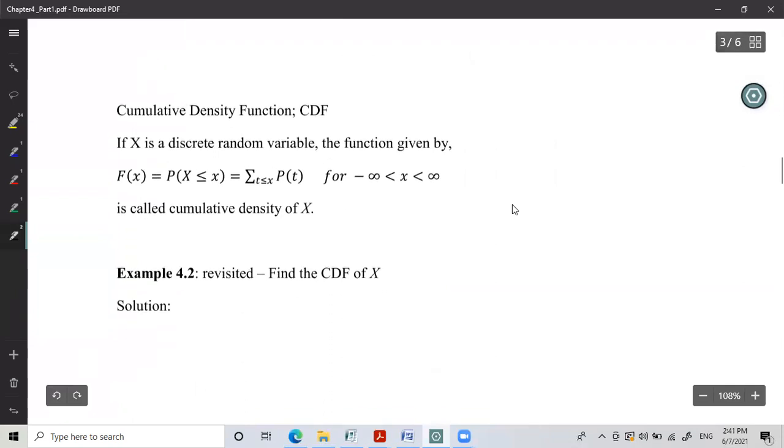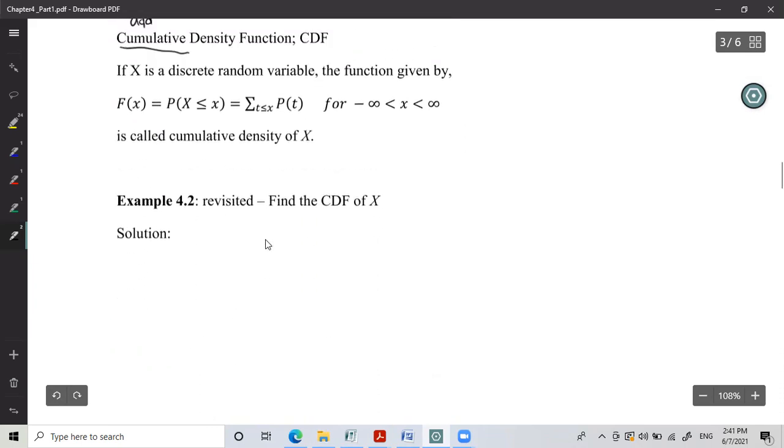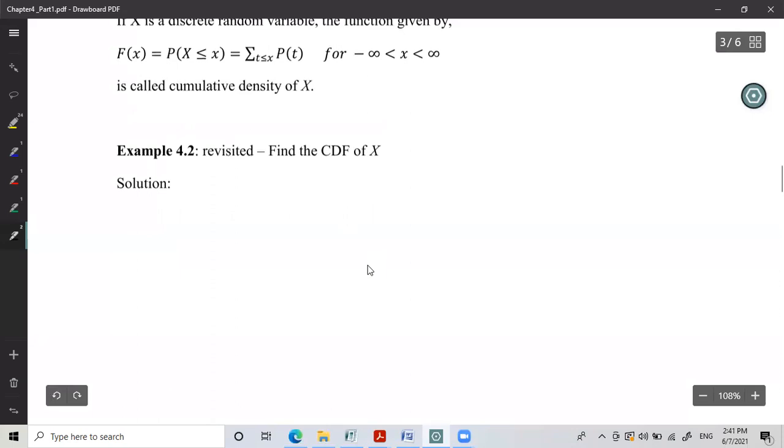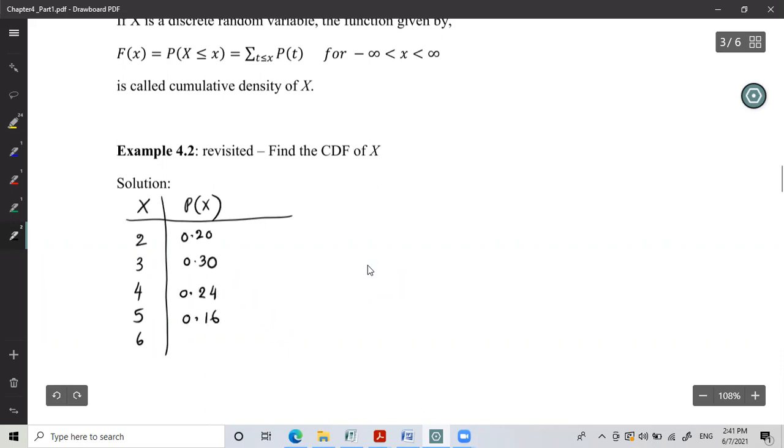Now we can find something called the cumulative distribution function. When you say cumulative, that means you add continuously to the next one. It is very easy. Don't worry about the equations. I'll show you how to get the CDF using the same example. Here's my x and P(x): 2, 3, 4, 5, 6, with 0.20, 0.3, 0.24, 0.16, and 0.1.